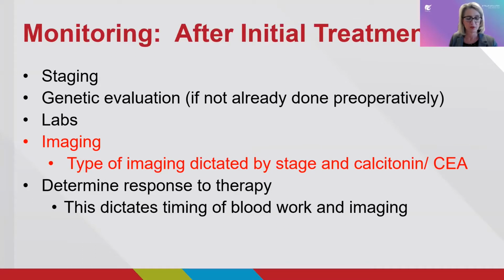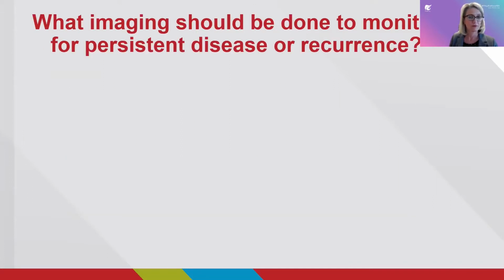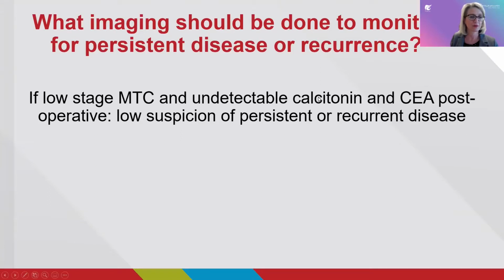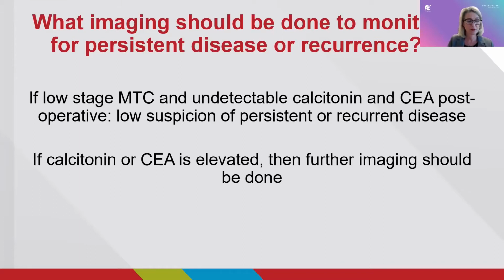What about imaging? Well, the type of imaging is usually dictated by your overall stage and what your calcitonin and CEA levels are. So what imaging do we need to do to monitor for persistent disease or recurrence? So if they're low stage, so we've done their staging and they're low, and you have undetectable calcitonin and a normal CEA, then our suspicion of there being persistence or recurrence is going to be quite low, and you may not need a lot of imaging more than just looking at the neck. But if your calcitonin and your CEA is elevated, then further imaging should be done so that you can see where that would be coming from.